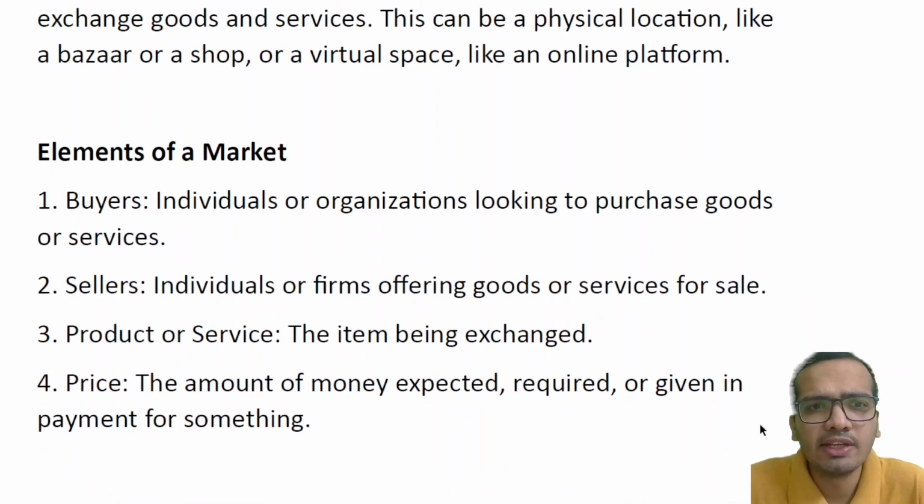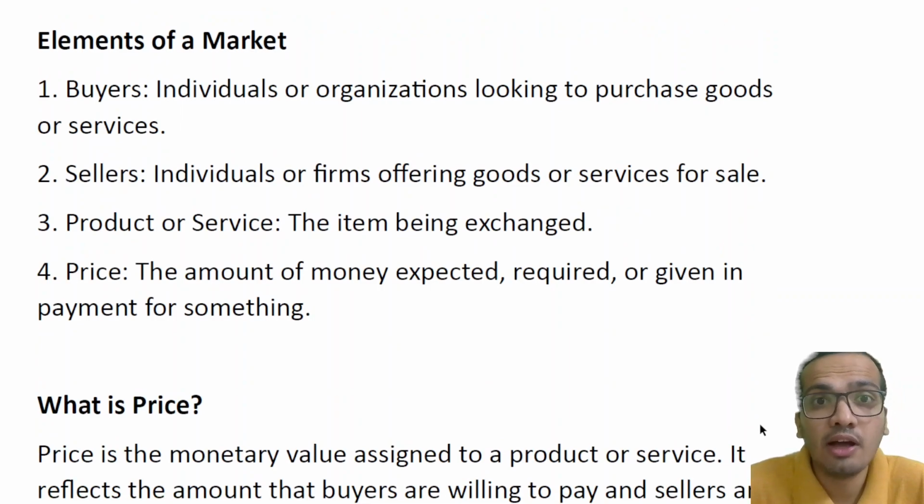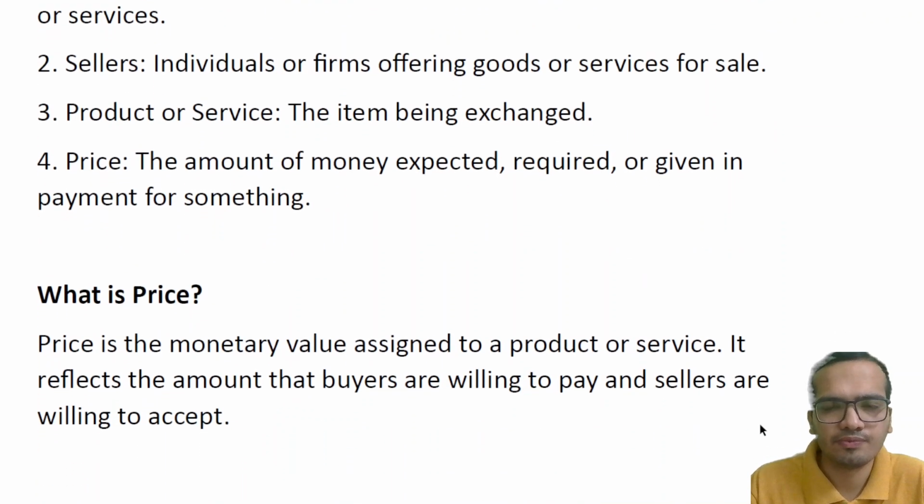Then come the elements of a market. So what are the things that we need in order to call it a market? First, buyers, that are individuals or organizations looking to purchase goods or services. Then come sellers. Sellers are nothing but individuals or firms offering goods or services for sale. Third, product or service. These are items that are exchanged. And fourth is the price, that is the amount of money expected, required, or given in payment of something.